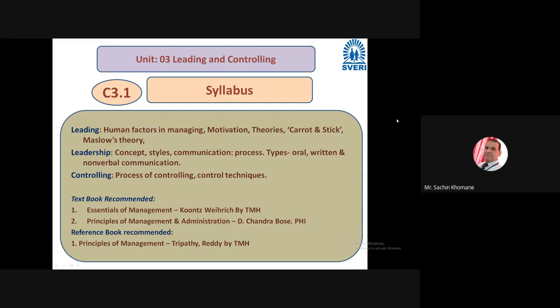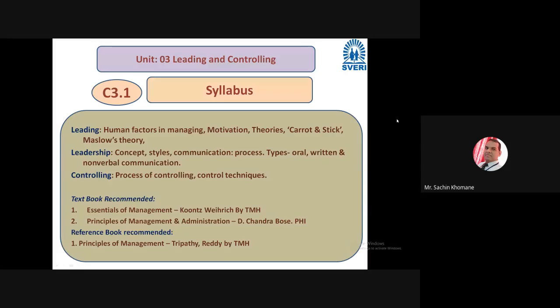So today we are going to discuss some part of unit number 3, leading and controlling. This is the syllabus: leading, leadership and controlling. This unit has 3 parts. The first part is relevant to leading. In that part, we are going to see human factors in managing.